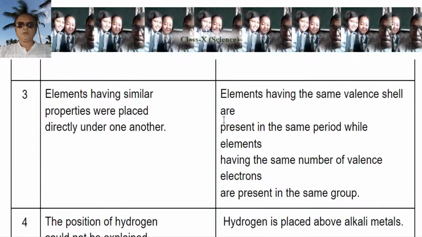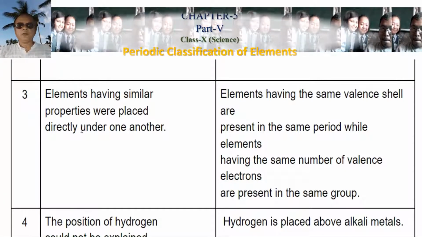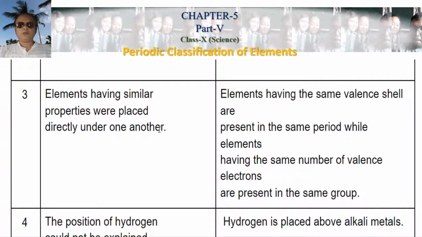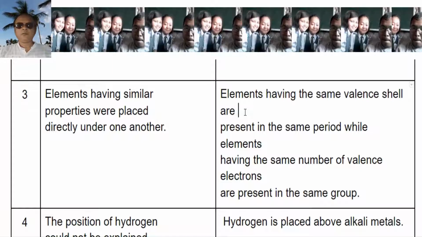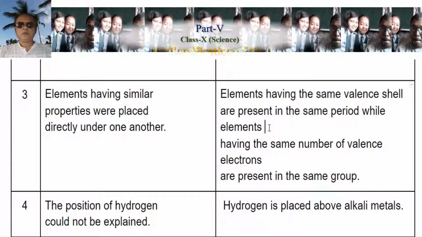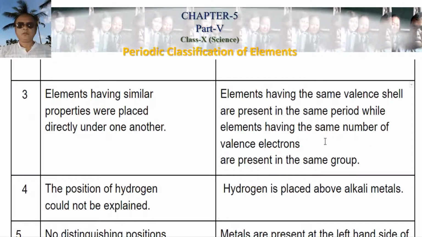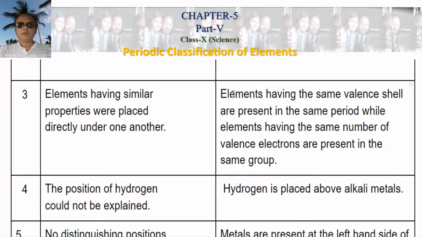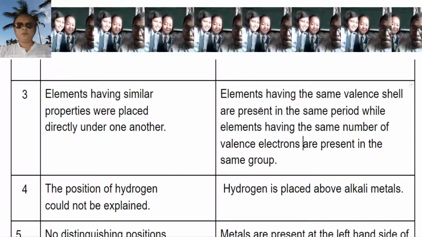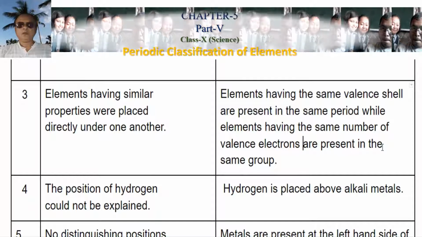Number 3, in Mendeleev's table, elements having similar properties were placed directly under one another. Whereas in the modern periodic table, elements having the same valence shell are present in the same period, while elements having the same number of valence electrons are present in the same group.